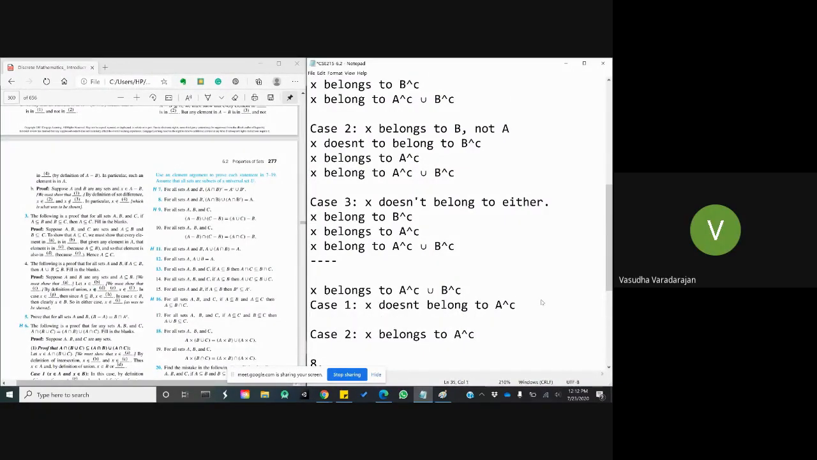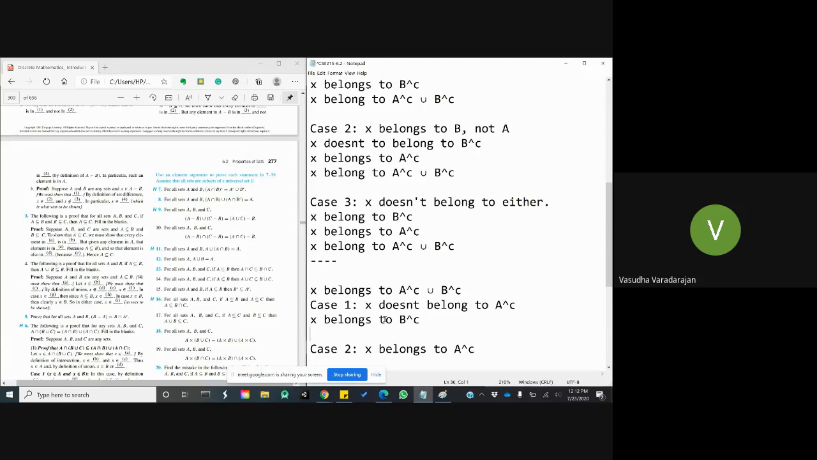So if X doesn't belong to A complement, then X is an element of A. And it would belong to B complement because it is a part of A union B. So if X belongs to this and it doesn't belong to one of them, then it has to be coming from the other. So X belongs to B complement.